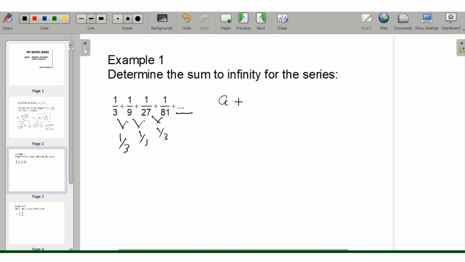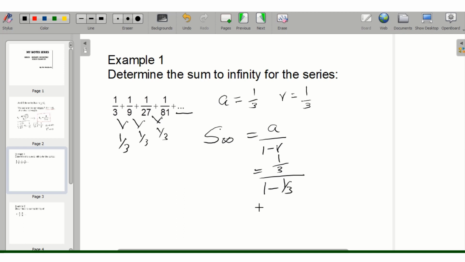So a, which is our first term, is 1/3, and r is 1/3. So if we calculate the sum to infinity, it's a over 1 minus r. A is 1/3 over 1 minus 1/3. If you put this in your calculator, you are going to get 1/2. So the sum to infinity will be 1/2.